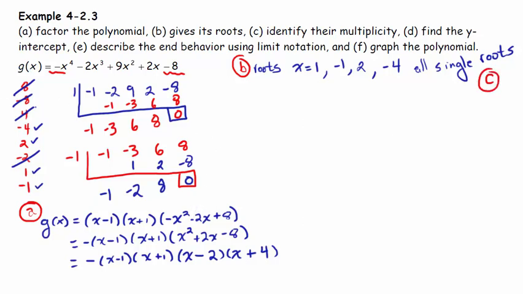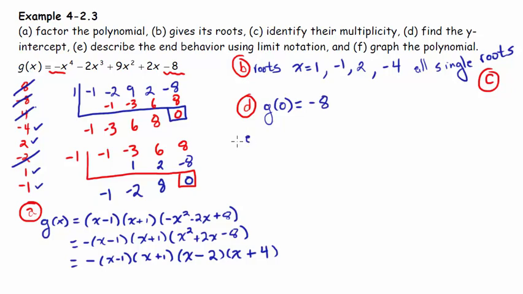Alright, for part D, we need the y-intercept, which I'm going to plug in 0 here. And we're just left with that constant term right here of negative 8.